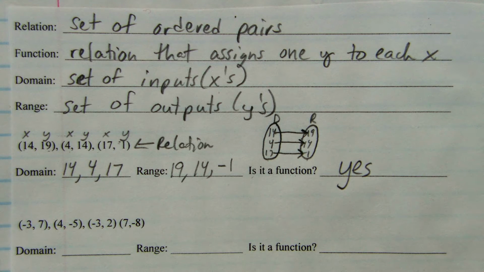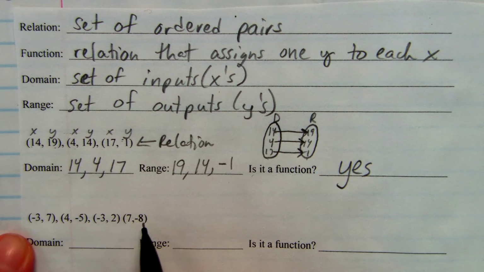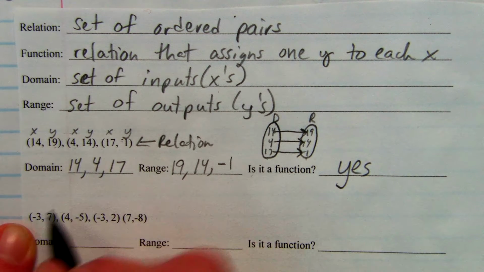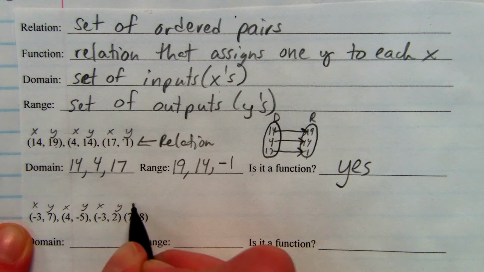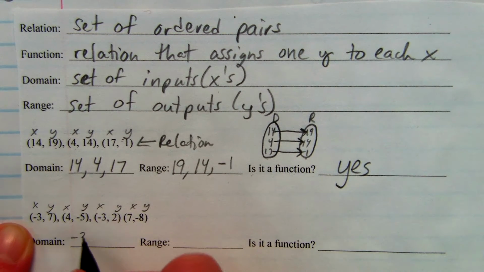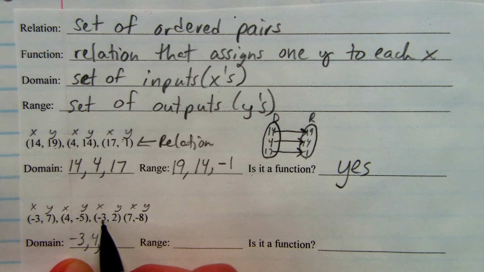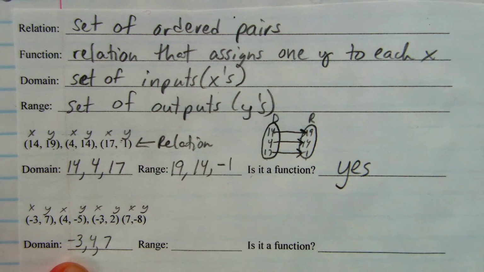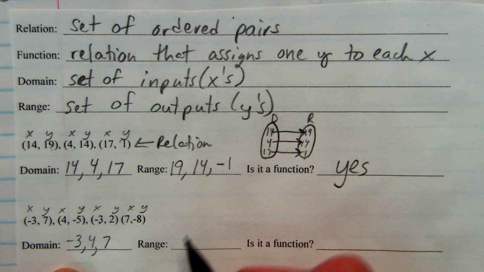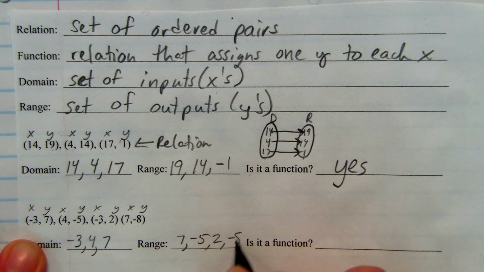All right, so when we go to look at the next one, we can go ahead and do the domain and range first. For the domain, remember these are all x, y, x, y, x, y, x, y. The domain is going to be -3 and 4. And they list -3 again. You do not write it a second time. Save yourself a little pencil. You only write each number once. So if it shows up again, don't write it again. And then the range is 7, -5, 2, -8.